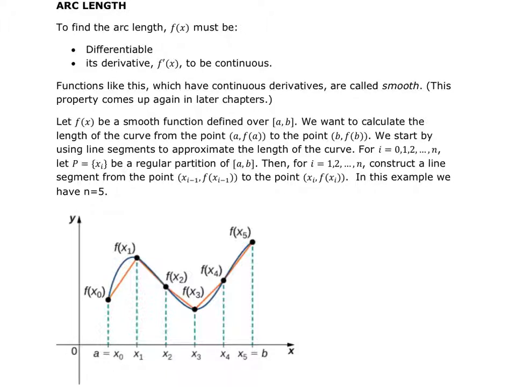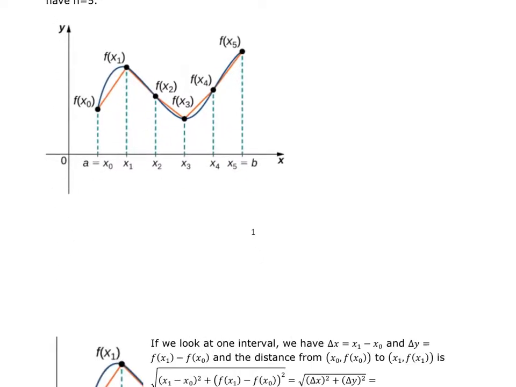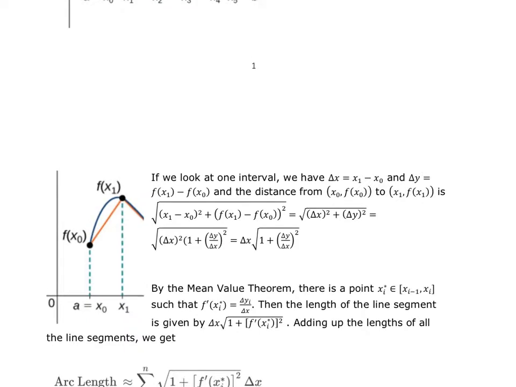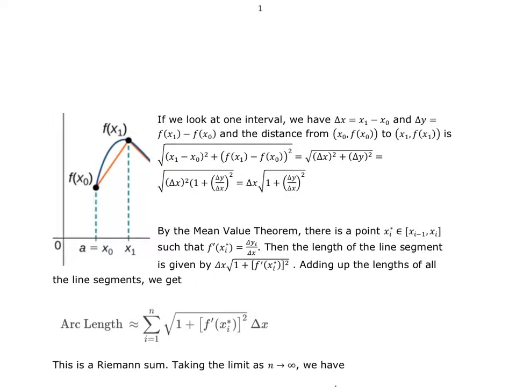In this case, I have 5 partitions, but I'd have n partitions. In other words, I'd cut it at x1, x2, x3, all the way up to xn. In this case, we did x5. And so if I look at just a piece of this, say from x0 to x1, then I know the change in x, that delta x, is going to be x1 minus x0. The change in y is going to be f of x1 minus f of x0.